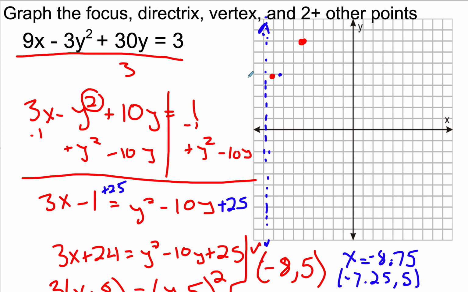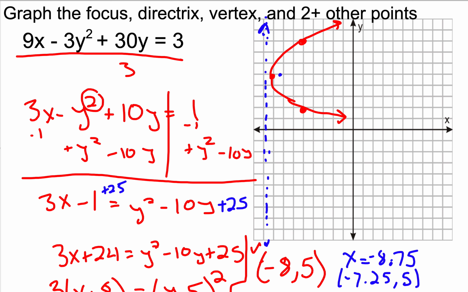Let's use symmetry. So we go down 1, 2, 3 to the vertex. 1, 2, 3 to the second point. Okay? We connect. All right? And that is how we get it.